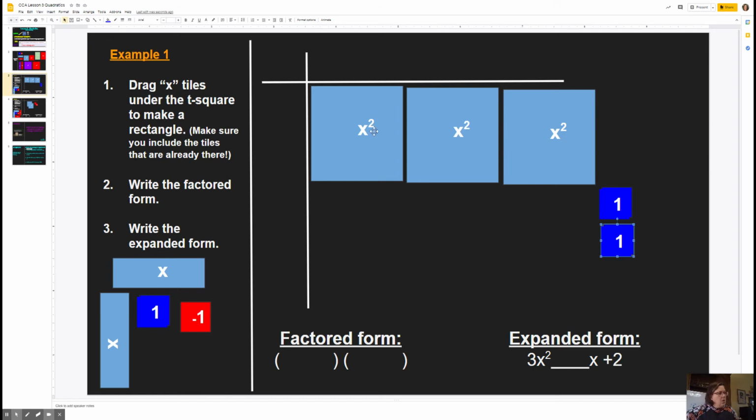Draw some big squares, label them X squared. Draw some little squares, label them 1. And then what we're going to do is fill in these open spaces right here and right here with X tiles to fill that in as a complete rectangle. So take a moment and get your paper set up.